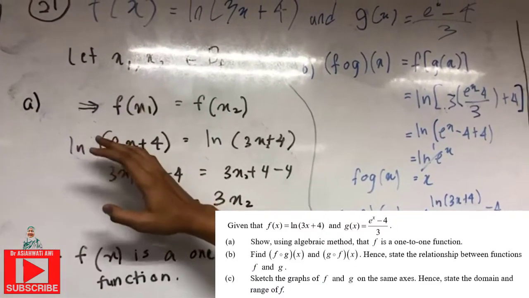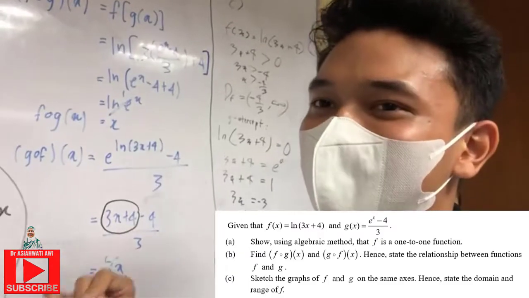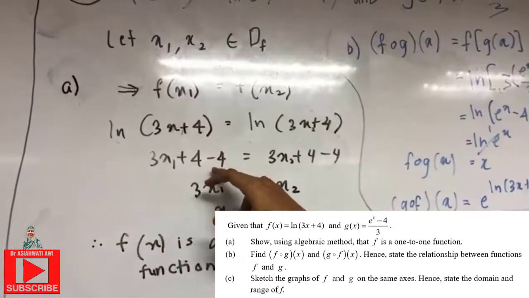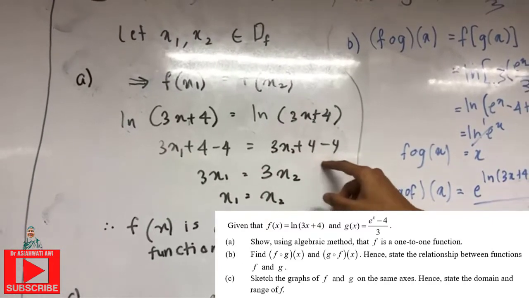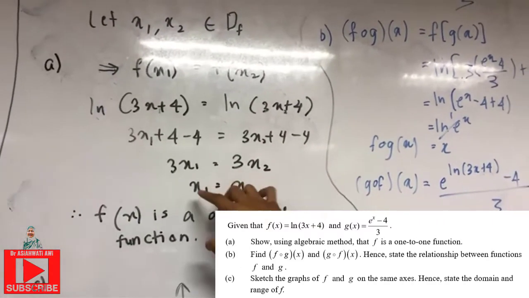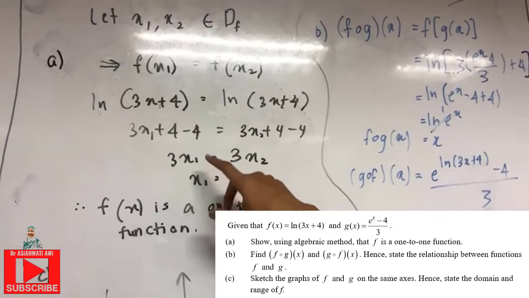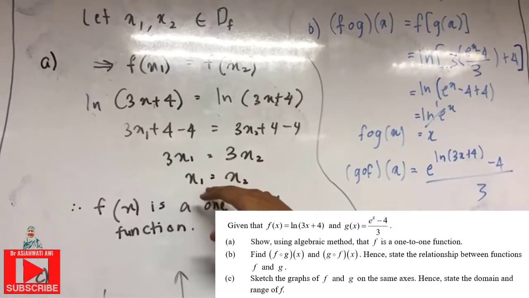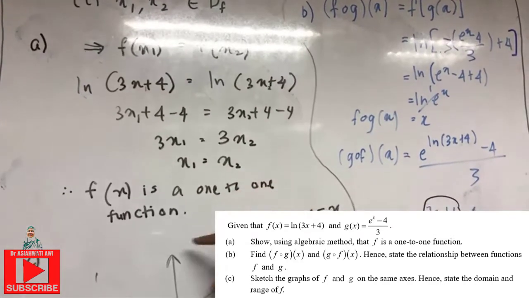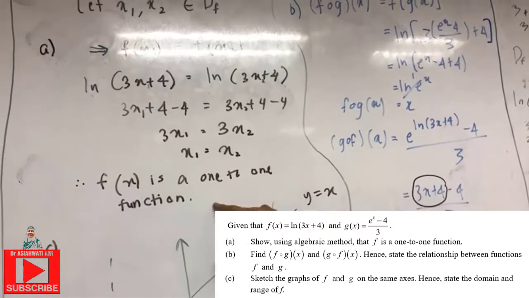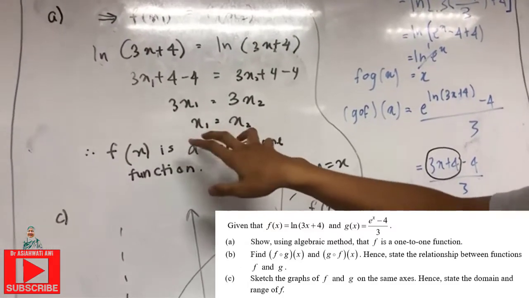Tapi jangan potong. Nanti salah, orang panggil apa, salah konsep. So 3x1 plus 4 minus 4 equals 3x2 plus 4 minus 4. So kita akan dapat 3x1 equals 3x2. End of the answer kita akan dapat x1 equals x2. So dah terbukti lah f(x) ni is a one-to-one function sebab end of the answer kita akan dapat x dia sama.